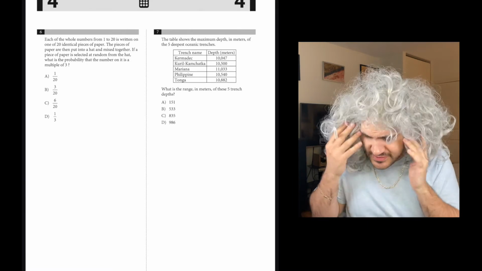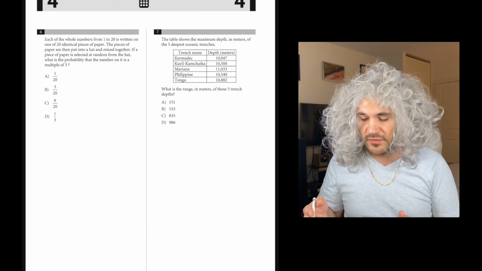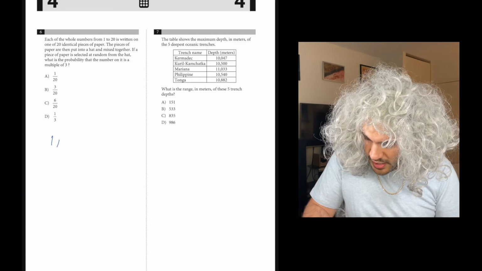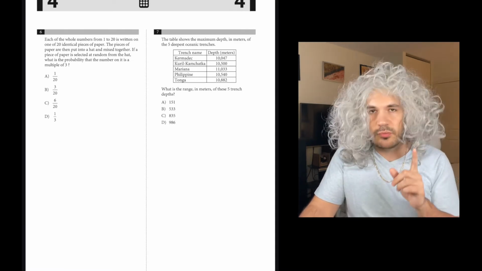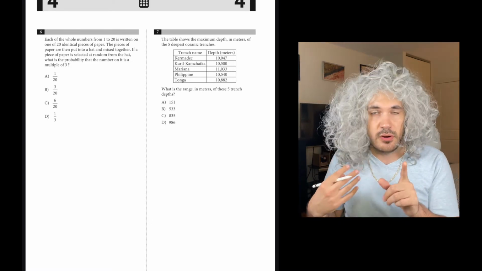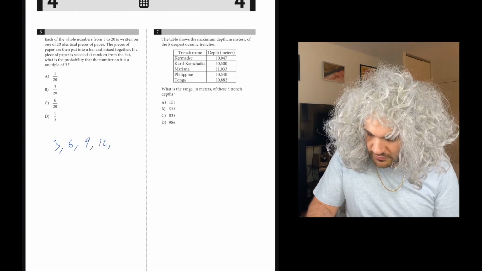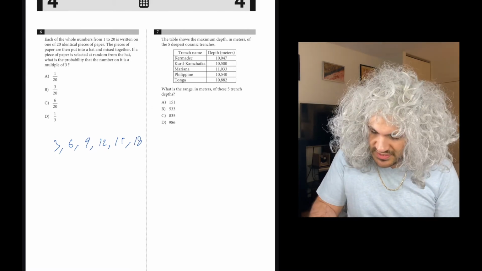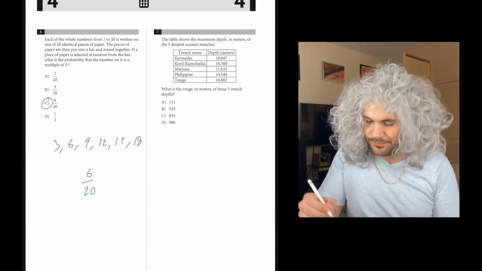Easiest way to do that is simply to write the numbers out and count how many of them are multiples of 3 and put that over 20. Let me rephrase. Let's write out all the multiples of 3 and see how many there are. So we've got 3, 6, 9, 12, 15, 18. So we've got 1, 2, 3, 4, 5, 6 numbers here. So it's going to be 6 out of 20, which is answer choice C.